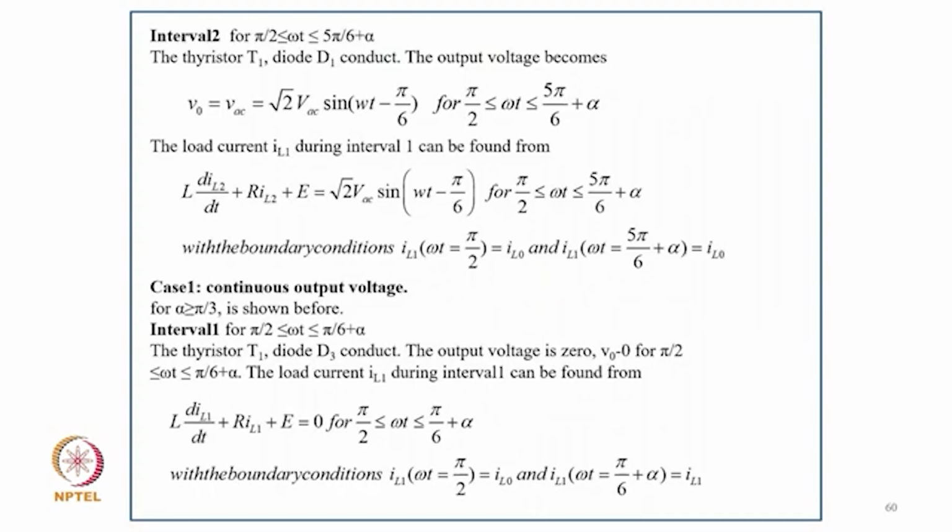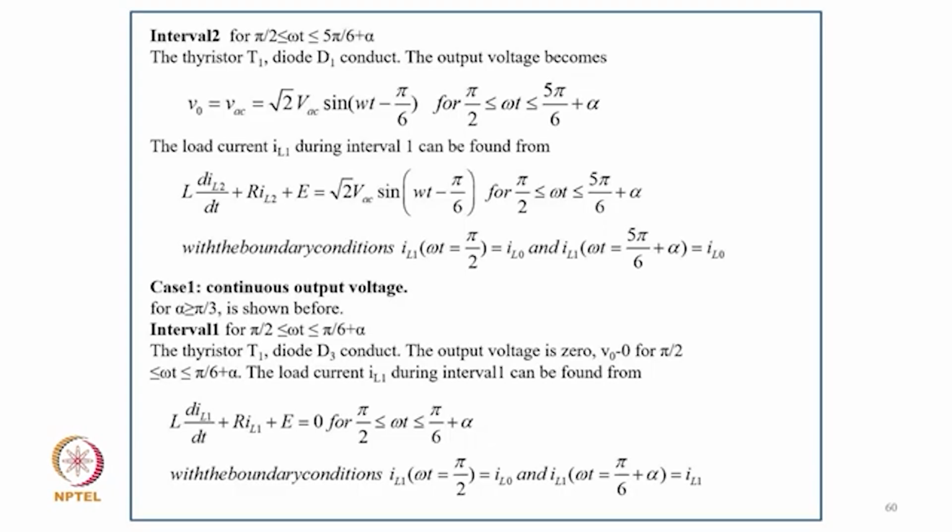Now coming to the interval pi by 2 to pi plus alpha, thyristor T1 and D1 conduct, and the output voltage becomes V equal to Vs equal to root 2 Vs sin (omega t minus pi by 6), and the load current IL2 during this interval can be found out from L dIL2 upon dt plus R IL2 plus E equal to root 2 Vs sin (omega t minus pi by 6), with the boundary condition IL2 at omega t equal to pi by 2 being IL0, and IL2 at omega t equal to pi by 6 plus alpha being IL0. And case 2, discontinuous output voltage, for alpha greater than pi by 3 is shown here.